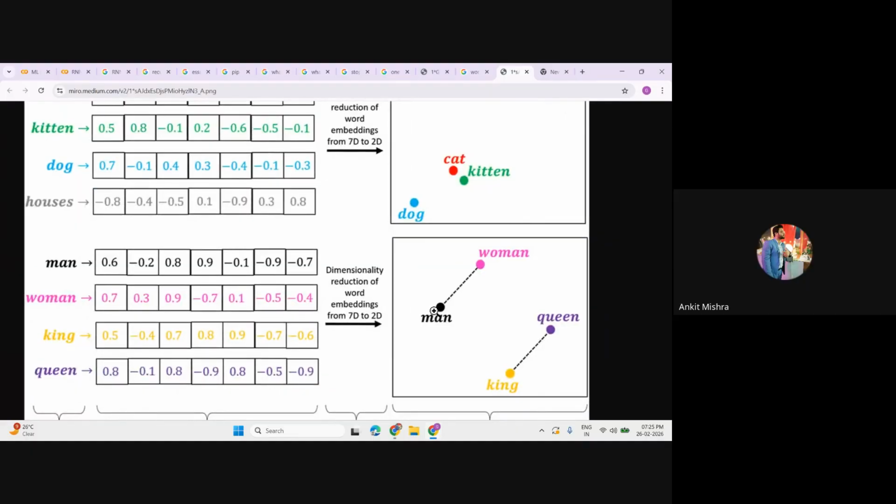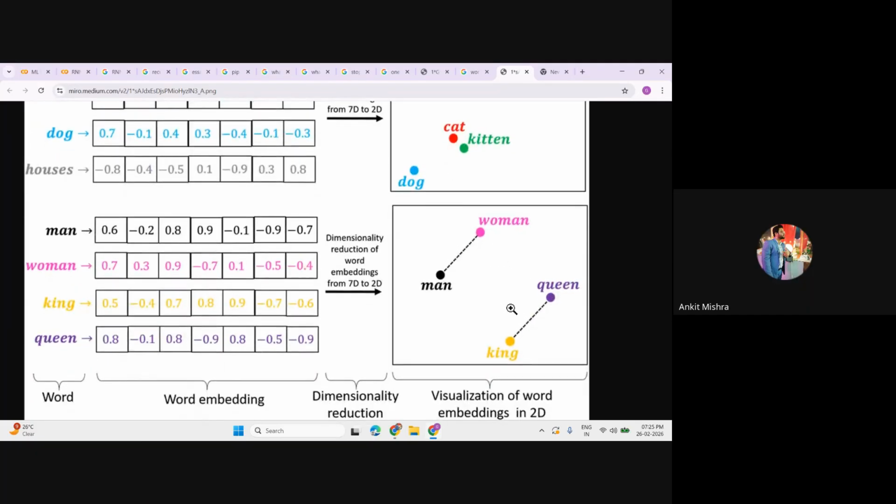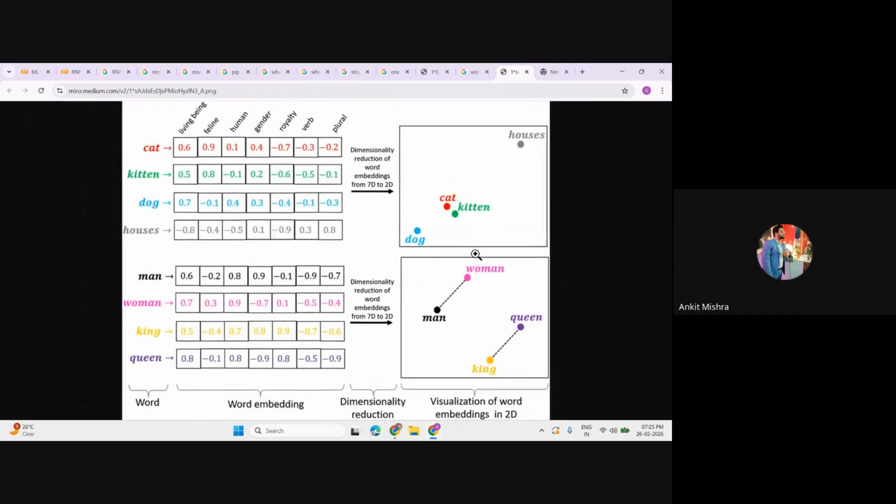And now you can say that man and woman, and king and queen, are closely related. If I ask what is man and woman, you will get the answer king and queen as well. If man is king, then what will woman be? The model will give the answer queen, because it will check the cosine similarity, the angle between the given words or vectors. This technique is called vector embedding or word embedding.